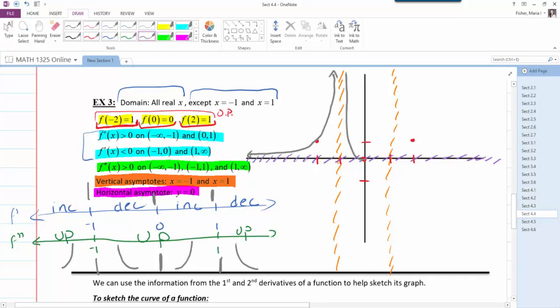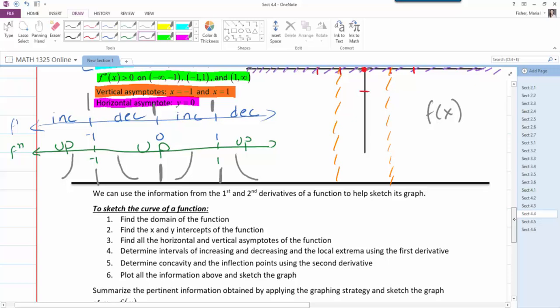Then I'm told from 0 to 1, I am increasing and concave up. So I should be increasing and concave up. And finally, from 1 to infinity, I'm told that I am decreasing and concave up. So again, close to my asymptote, go through my point, decreasing and concave up. So this gray graph is the graph of f of x.